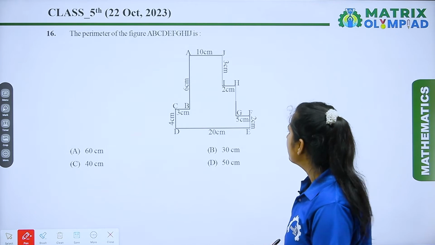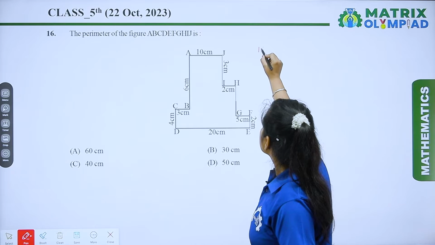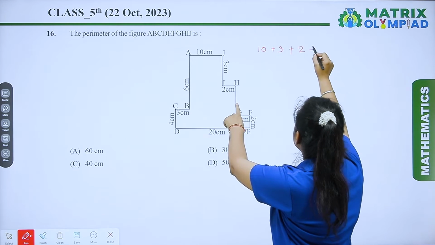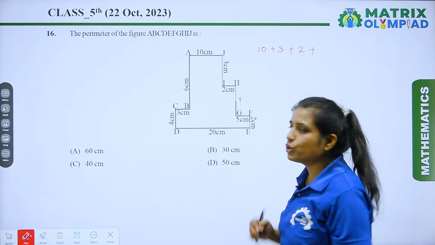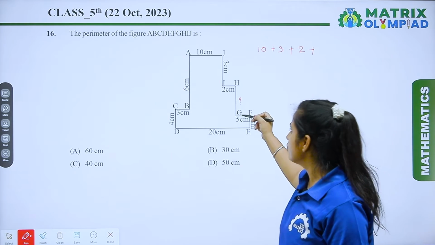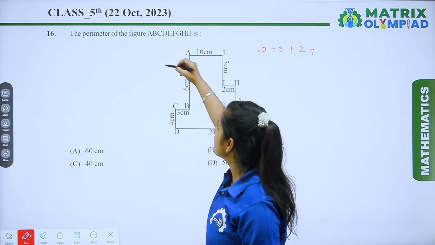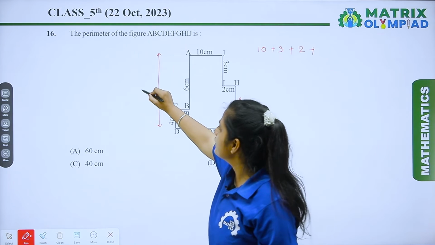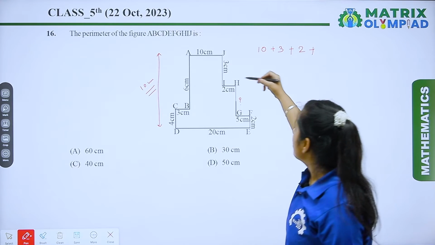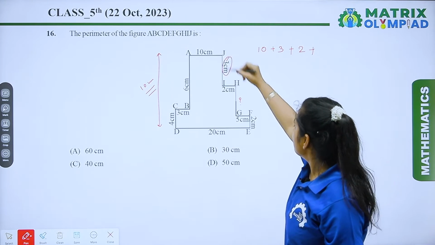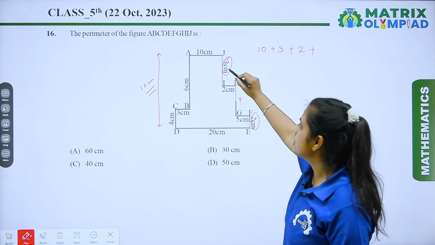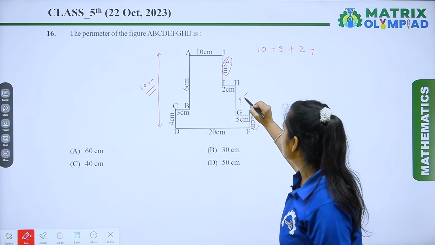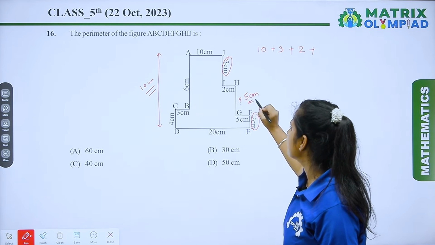So here let's calculate 10 plus 3, here this is 2 plus, here HG is unknown to us. To find HG, we will need to take the help of this side. So here the total measurement is 6 plus 4, that is 10 centimeter. Here we have 3 centimeter and here we have 2 centimeter. 3 plus 2 is 5. So 10 minus 5 is 5 centimeter. So here HG is 5 centimeter.